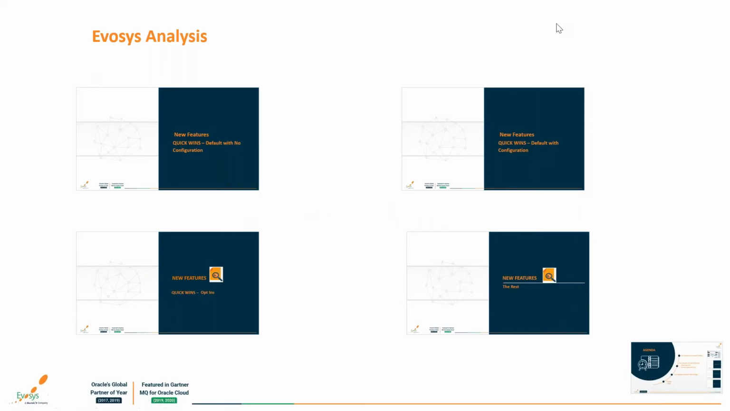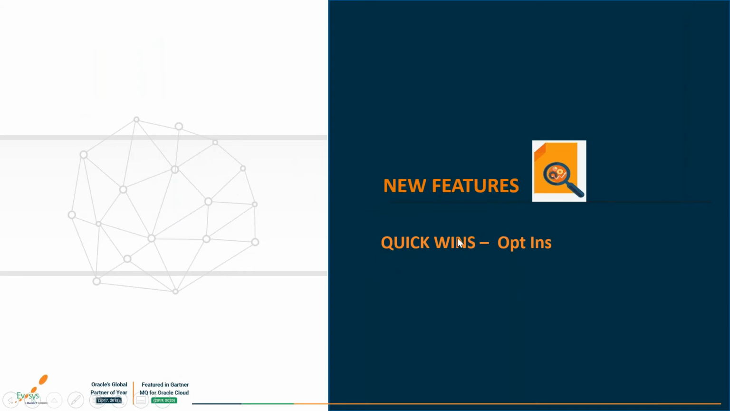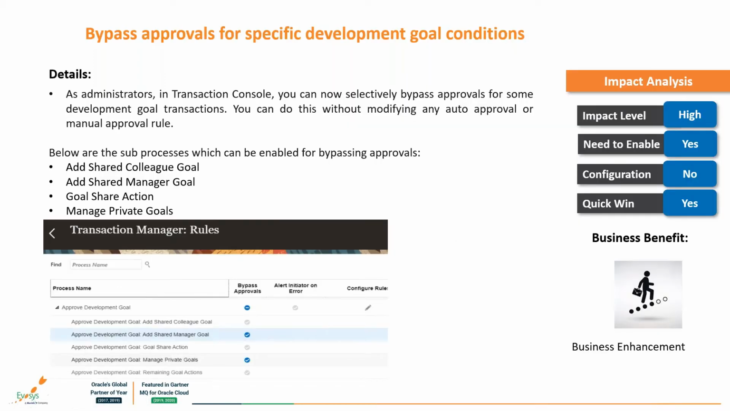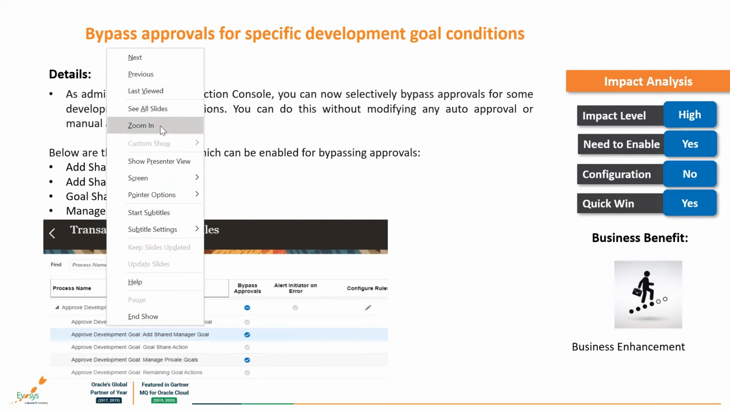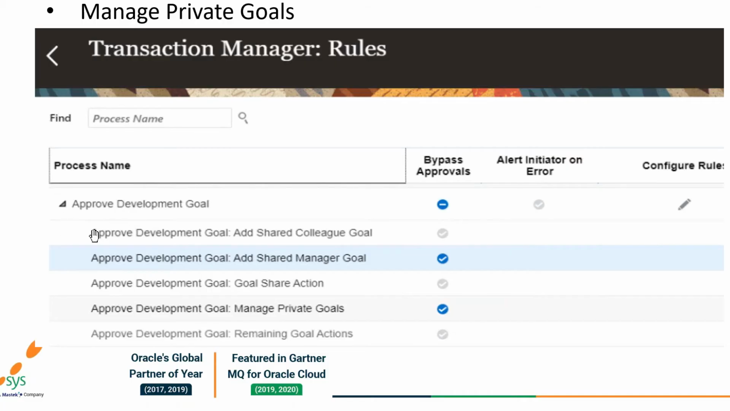So moving on to the new features which require opt-ins. The first one is bypass approvals for specific development goal conditions. As an administrator in the transaction console, you can now selectively bypass approvals for some development goal transactions. Here, in the transaction manager rules, previously there was only this process, approve development goals, and we could bypass it or set the approval rule. But after 21B, you will be able to see some sub-processes for which you can set whether you want to bypass it or have the approval rule.